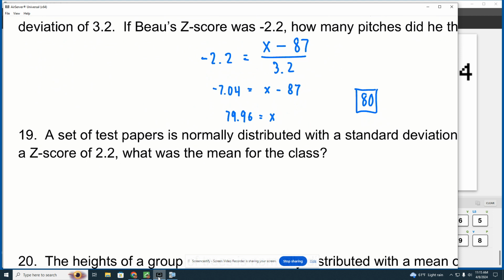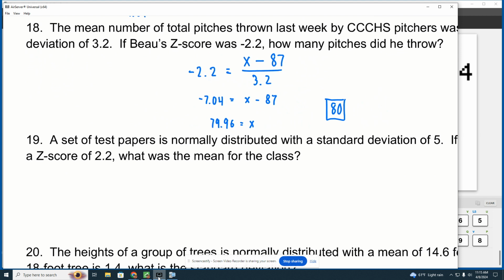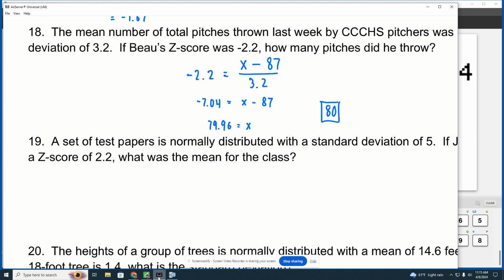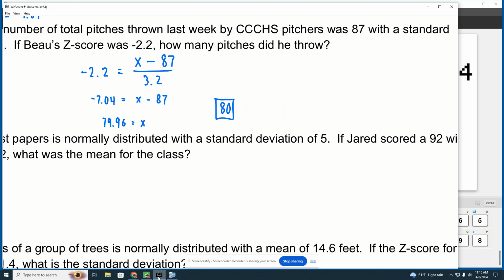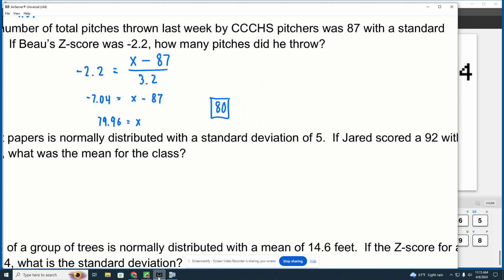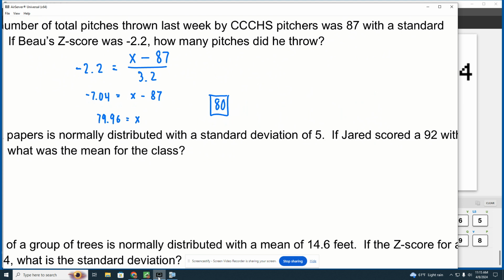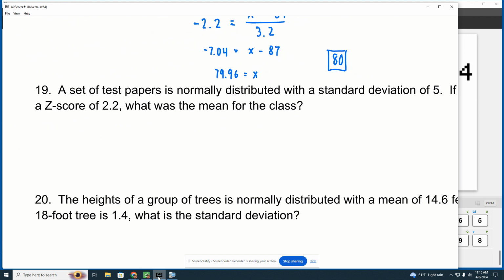Okay, look at number 19. It says a set of papers is normally distributed with a standard deviation of 5. If Jared scored a 92, what do you think that is? That's right here. That's X. Jared scored a 92 with a Z score of 2.2. What am I trying to find? What do I not have? I don't have the mean.